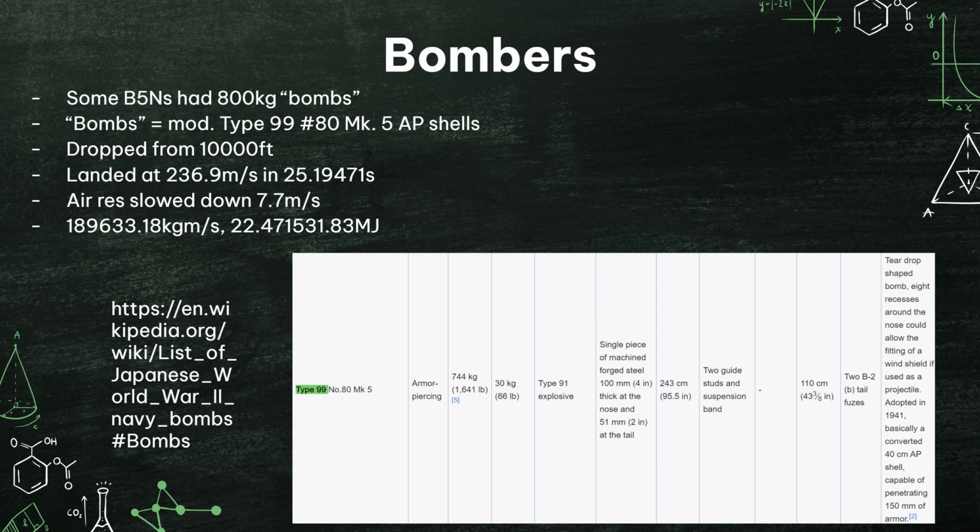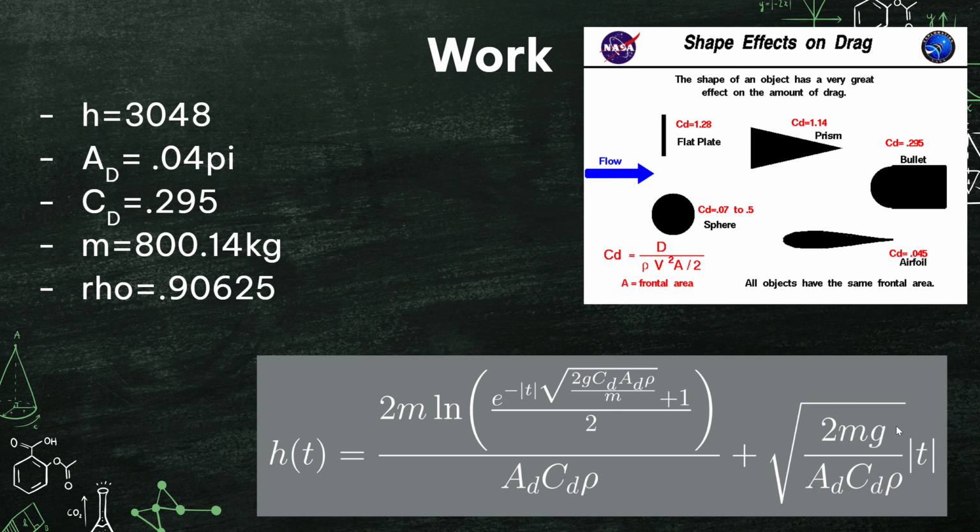So r is kind of here because it's a 40 centimeter AP shell, so r would be 20 centimeters. That would be 0.2 meters. And then 0.2 meters squared, which is r squared, would be 0.04, hence why the area is 0.04 pi.